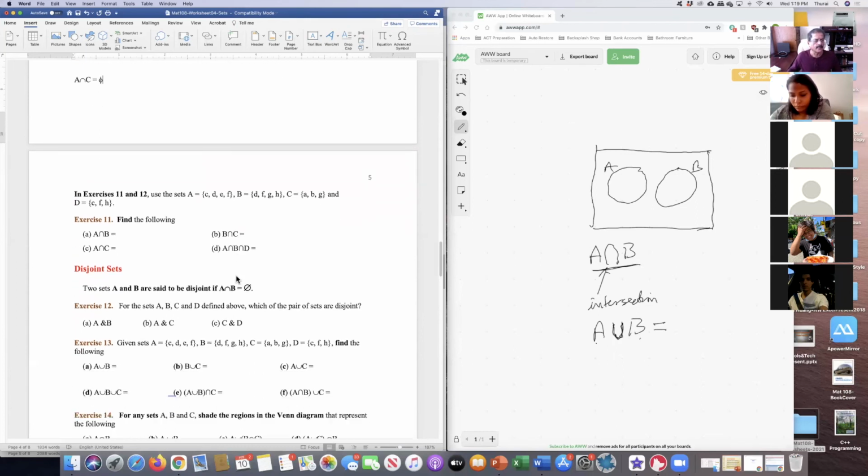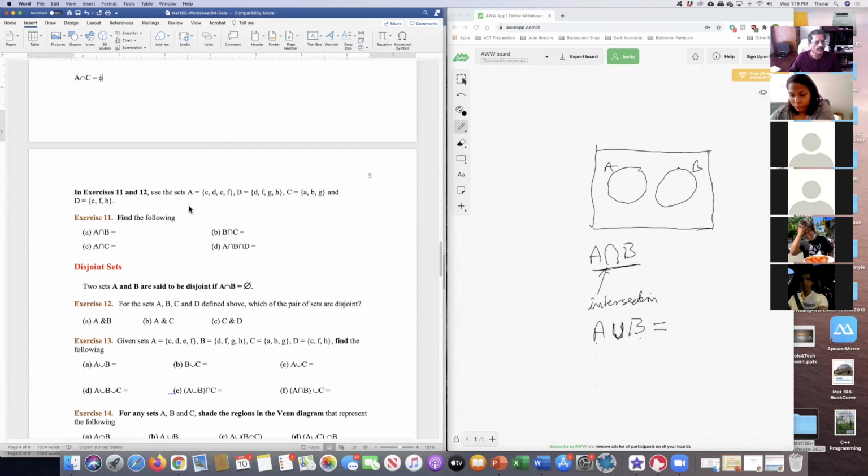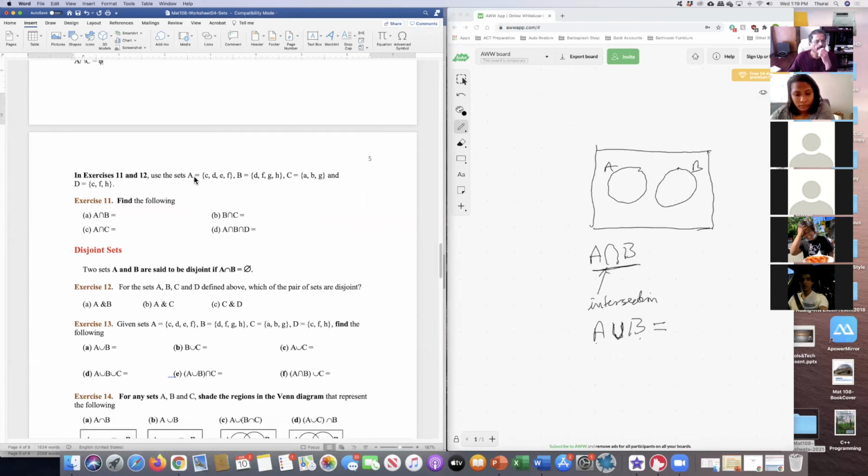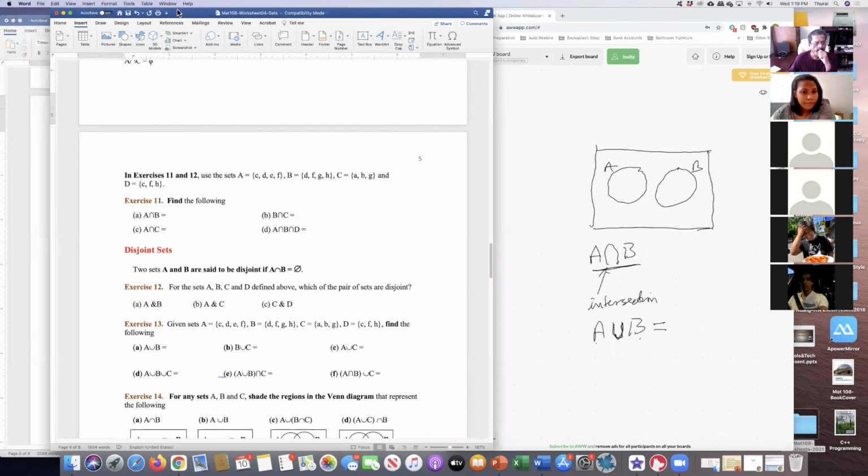So let's do exercise 11 and 12. Exercise 11 has these A, B, C. So what is A intersection B? Go ahead and do that on your piece of paper and then tell me your answers. Or if you can tell me right away, go ahead.